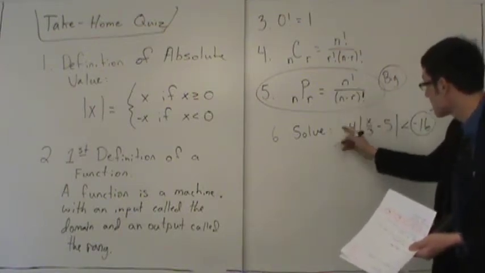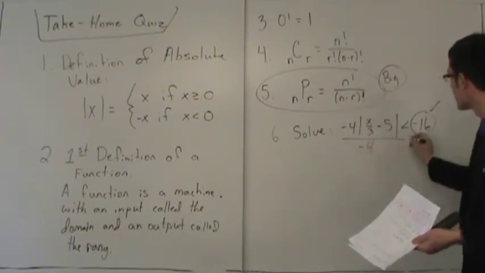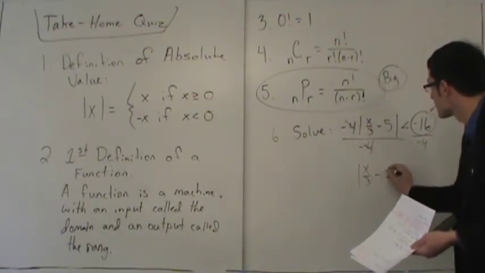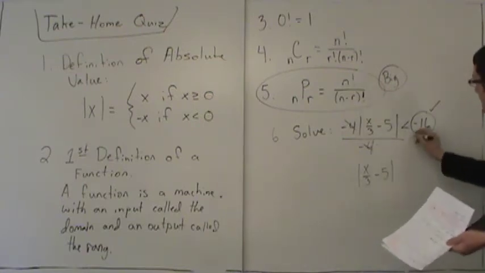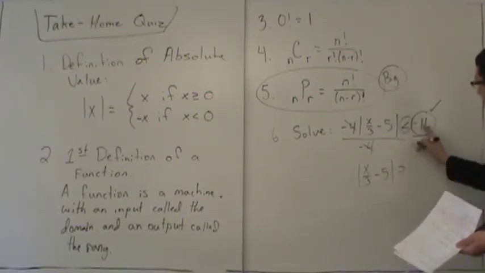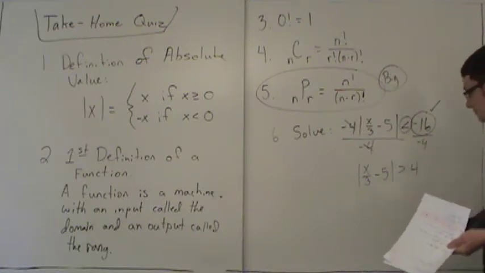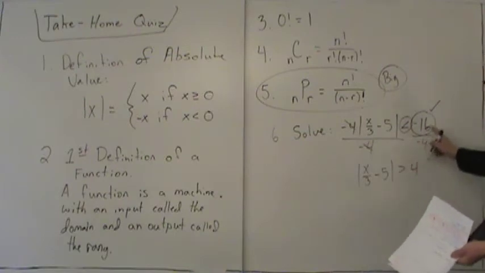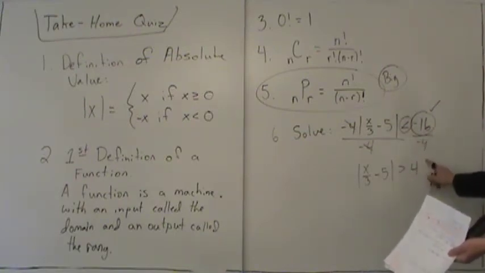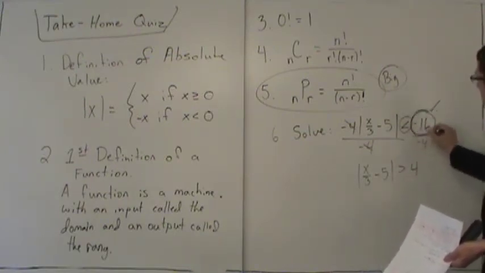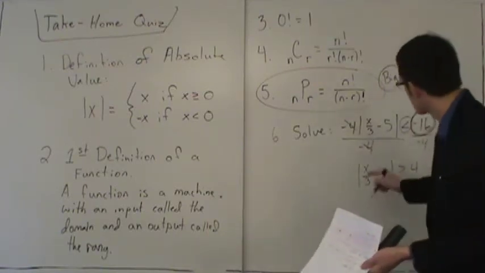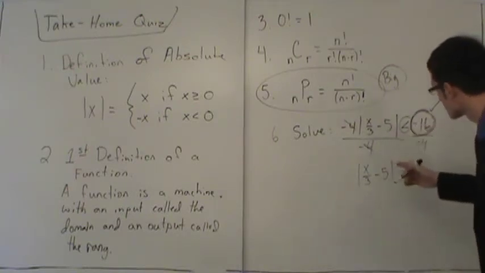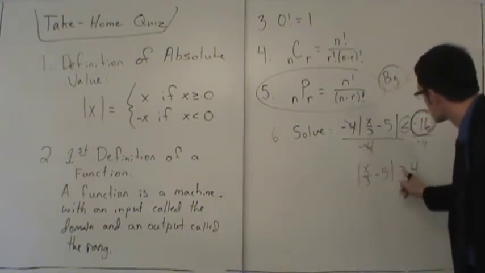Notice negative 4 is being multiplied, so divide by negative 4 on both sides. We get the absolute value of x over 3 minus 5. Notice when we divide by a negative, the inequality sign flips, and negative 16 divided by negative 4 is positive 4. Now, since the sign flips, we have an 'or' statement. Also, the negative 16 became positive. I will show you what happens when the right side is negative with respect to inequality, and also what happens when the right side is 0. We still haven't talked about this yet, but we will. So this is an 'or' statement.